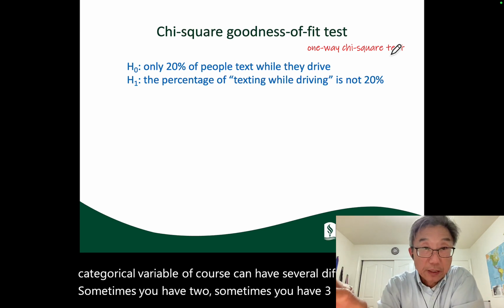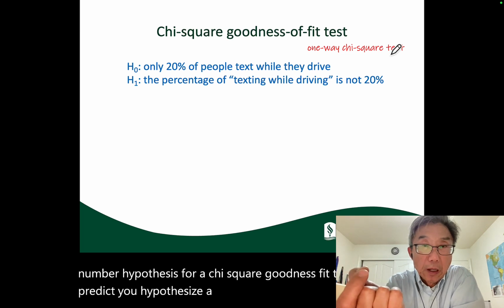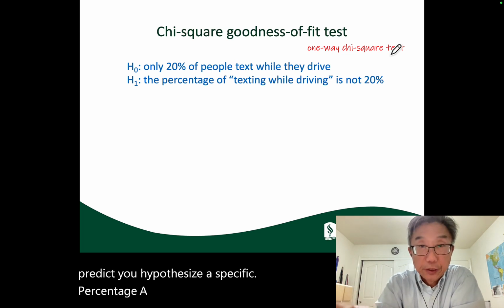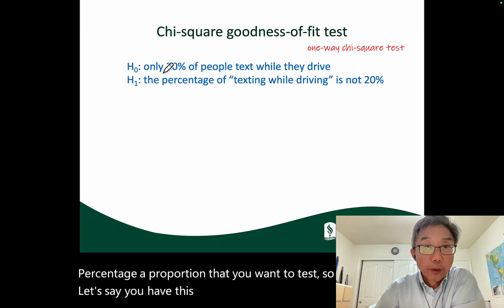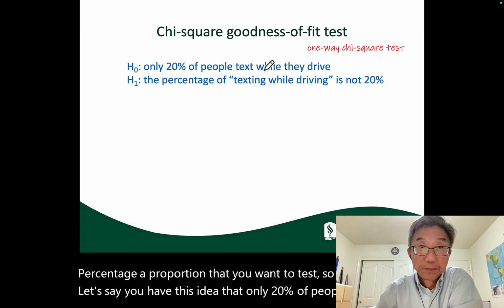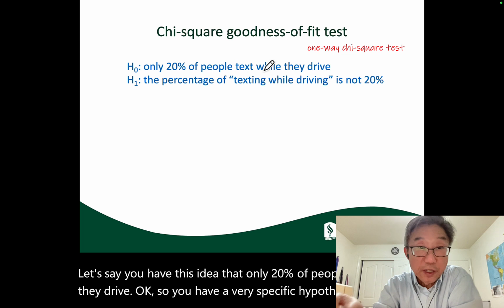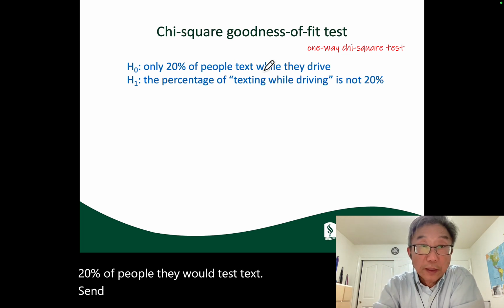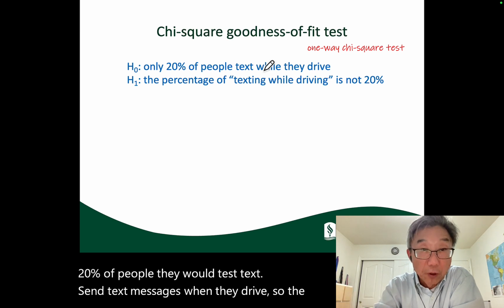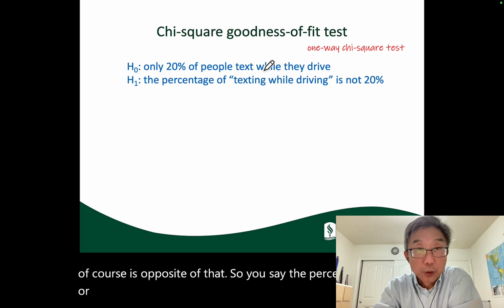The null hypothesis for a chi-square goodness of fit test is that you hypothesize a specific percentage, a proportion, that you want to test. For example, let's say you have this idea that only 20% of people text when they drive. So you have a very specific hypothesis. In this case, it says 20% of people would send text messages when they drive. The alternative hypothesis, of course, is the opposite of that. It says the percentage of texting while driving is not 20%.